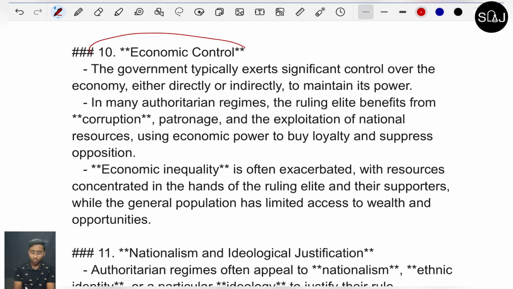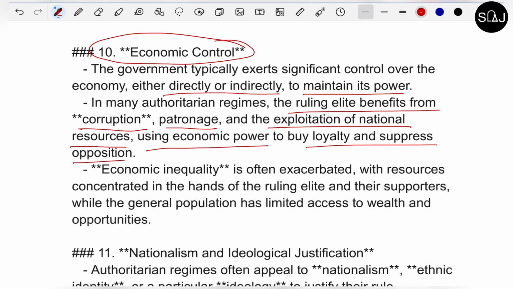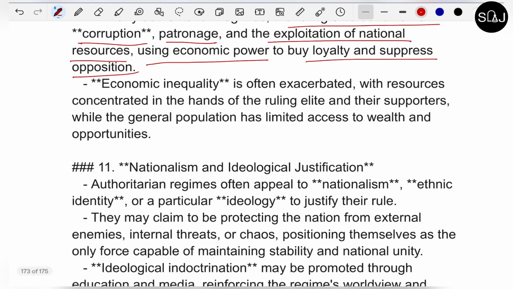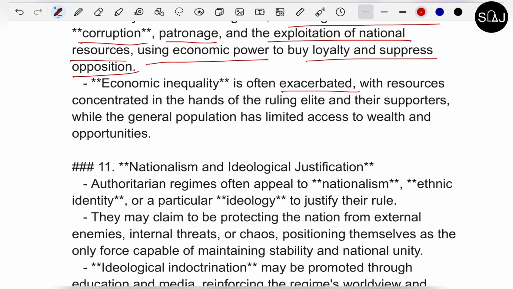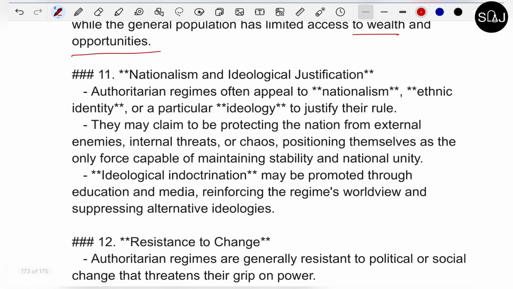Number 10. Economic control. The government typically exerts significant control over the economy, either directly or indirectly, to maintain its power. In many authoritarian regimes, the ruling elite benefits from corruption, patronage, and the exploitation of national resources, using economic power to buy loyalty and suppress opposition. Economic inequality is often exacerbated, with resources concentrated in the hands of the ruling elite and the supporters, while the general population has limited access to wealth and opportunities. Number 11. Nationalism and ideological justification.